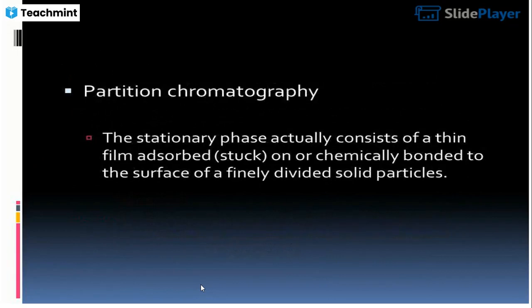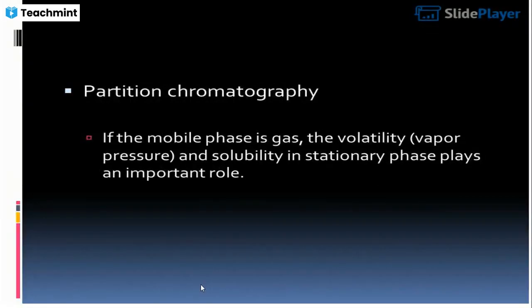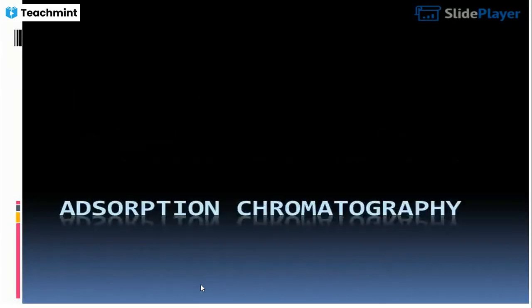In partition chromatography, the stationary phase actually consists of a thin film adsorbed, or stuck, on or chemically bonded to the surface of finely divided solid particles. If the mobile phase is gas, the volatility, vapor pressure, and solubility in the stationary phase play an important role.